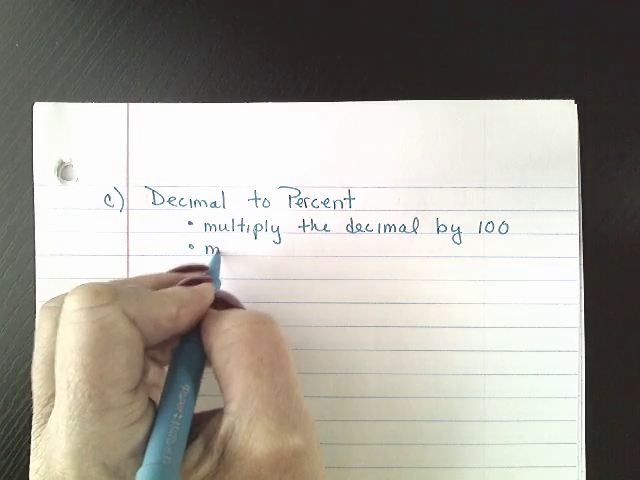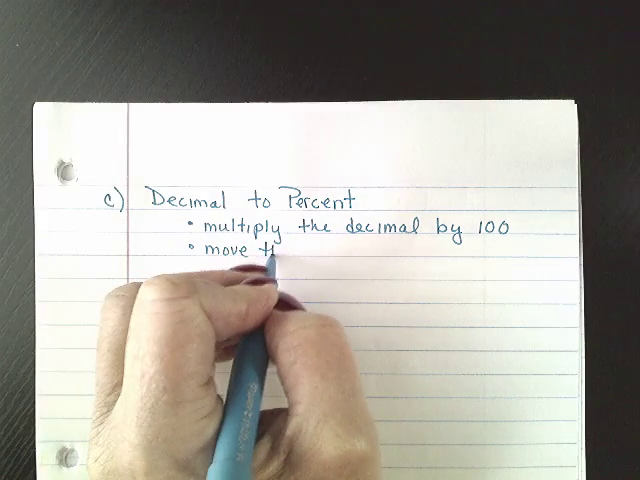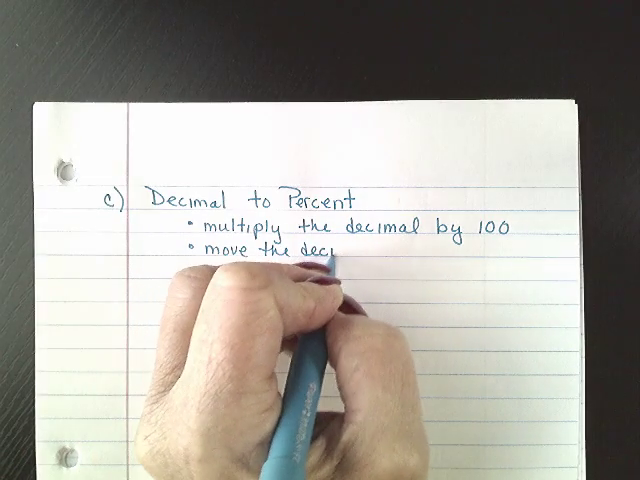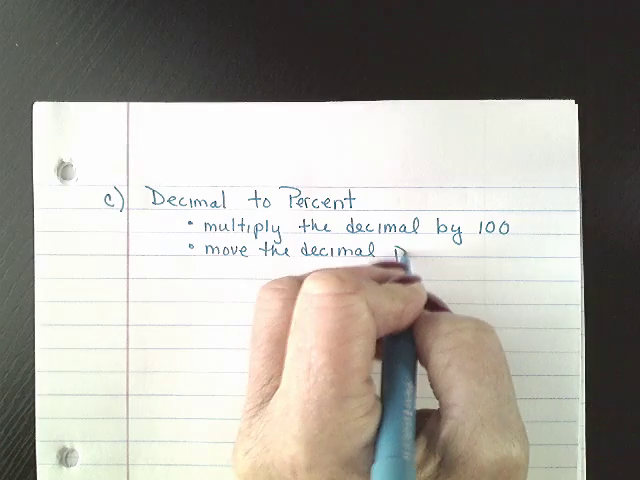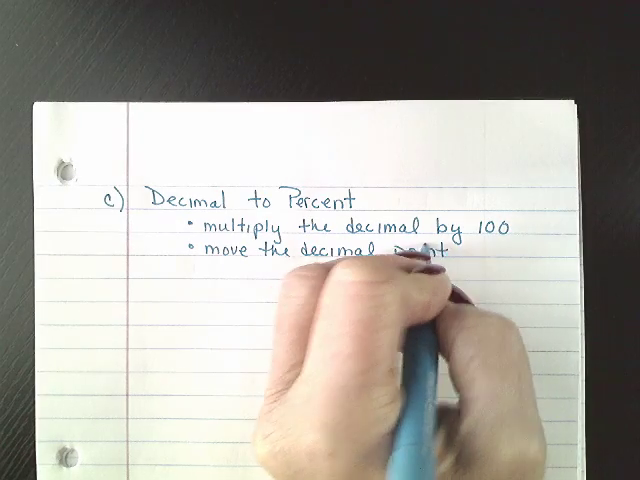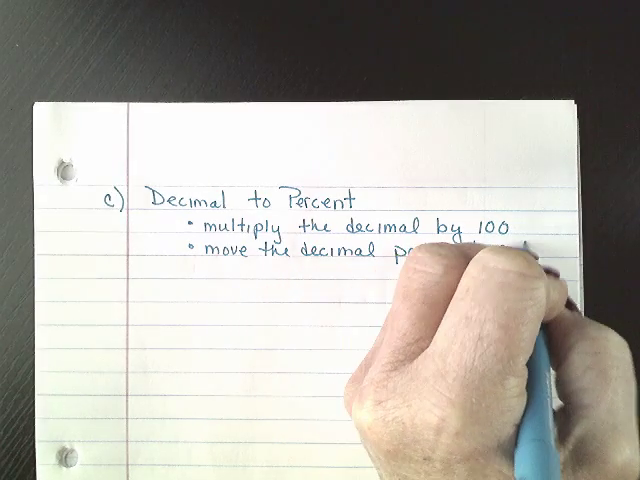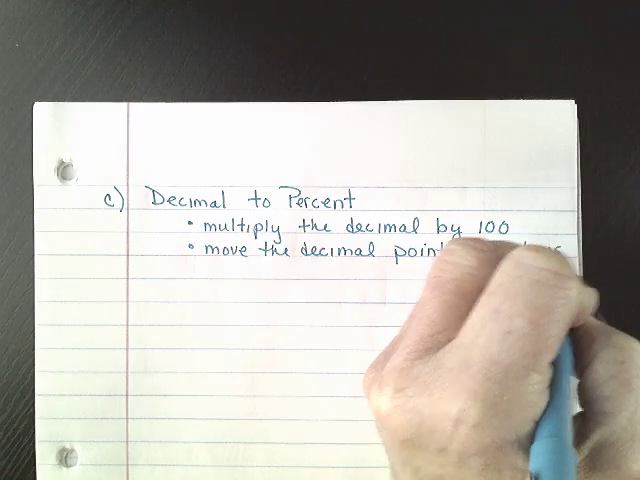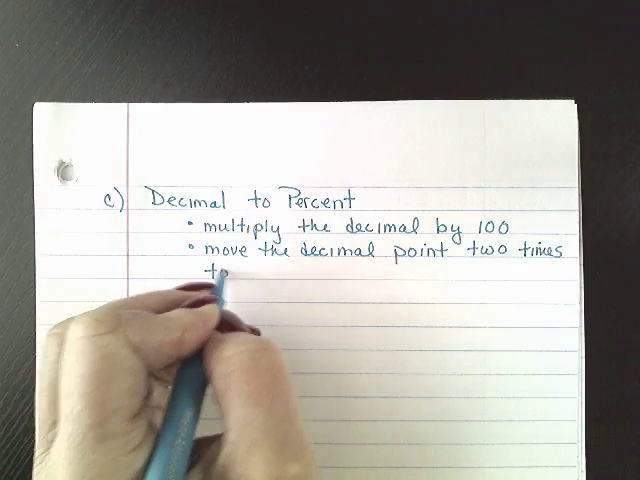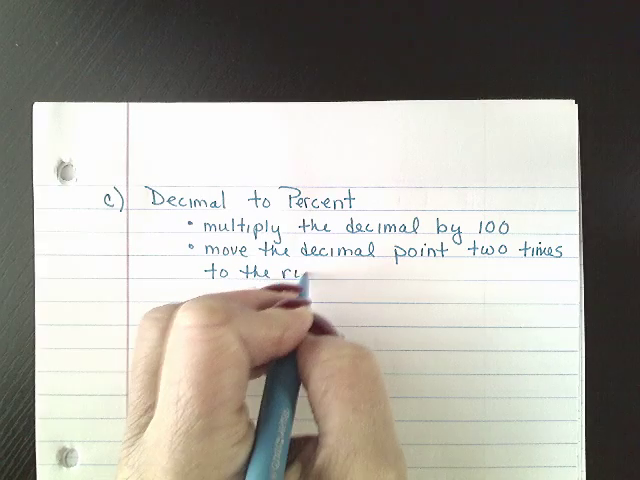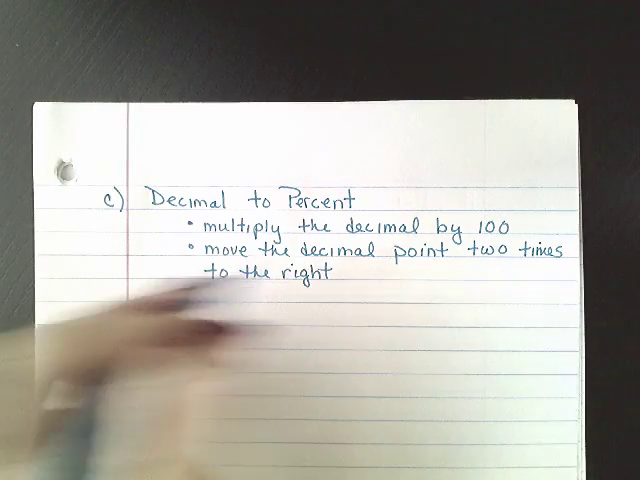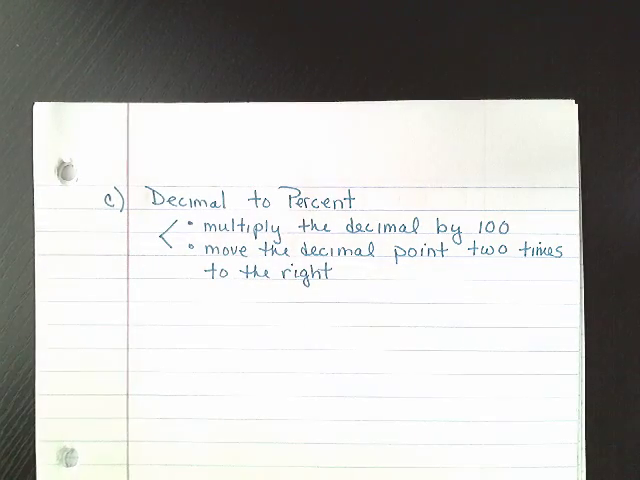That means move the decimal point two times to the right. These would be the same exact thing. I'm multiplying by 100, but instead of doing all that multiplying every single time, all I'm going to do is move the decimal point two times to the right.